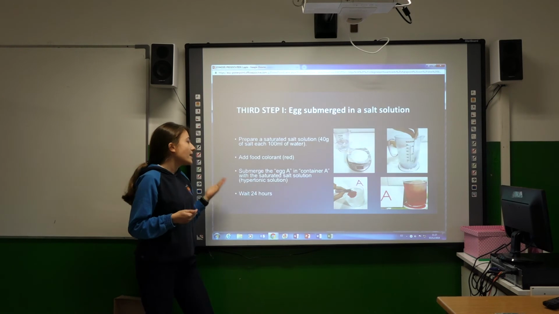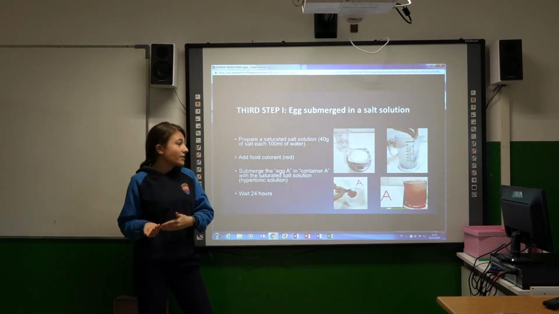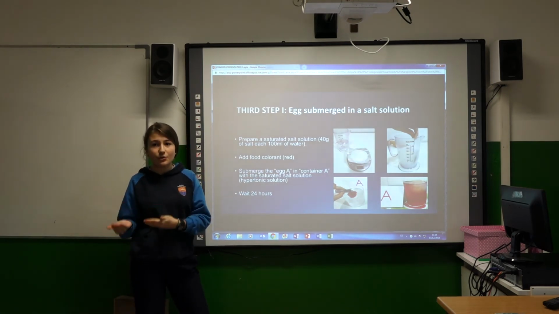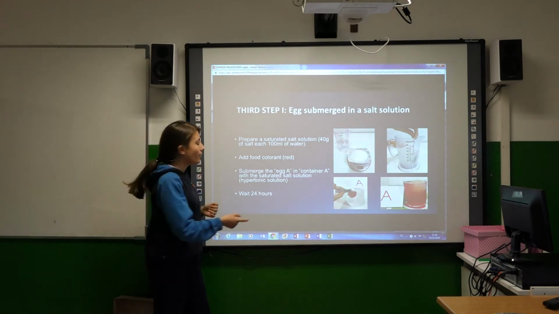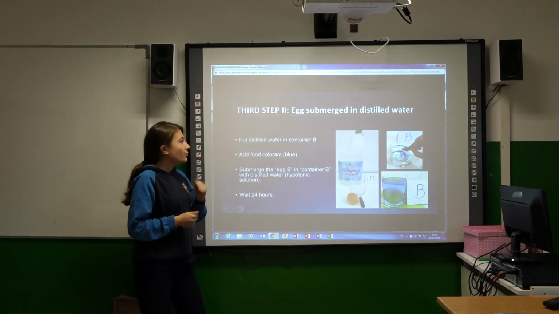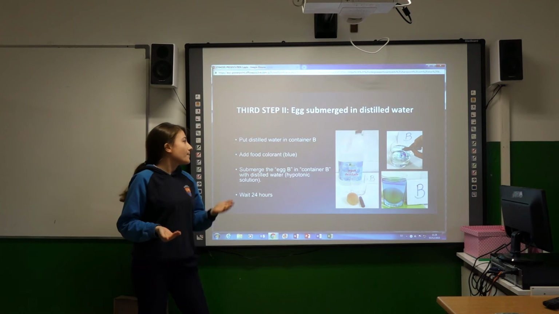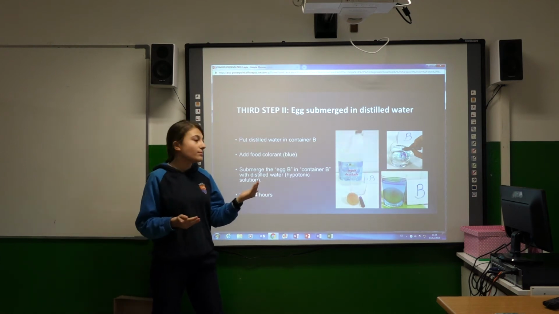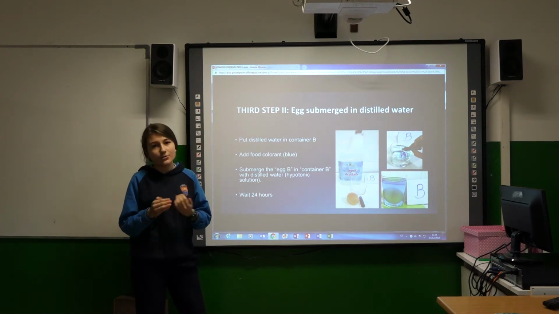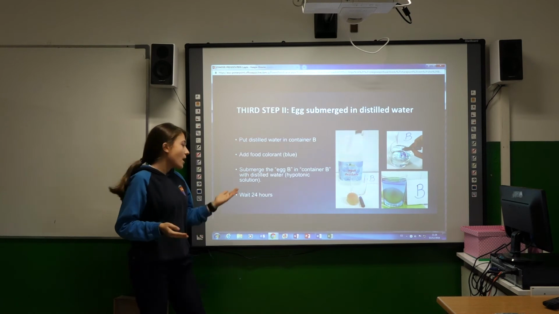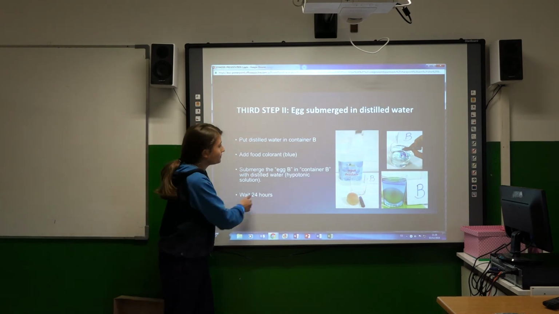The third step: prepare a saturated salt solution, 40 grams of salt for each 100 milliliters of water, and add food colorant, in this case red. Submerge egg A in container A with the saturated salt solution and wait 24 hours. Put the distilled water in container B, add food colorant, in this case blue, and submerge egg B in container B, that is distilled water, and wait 24 hours.